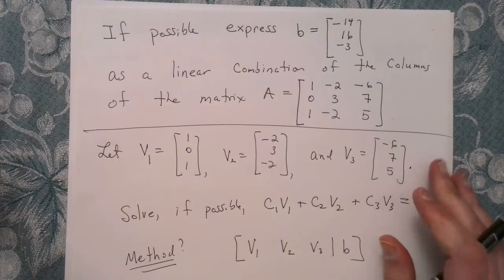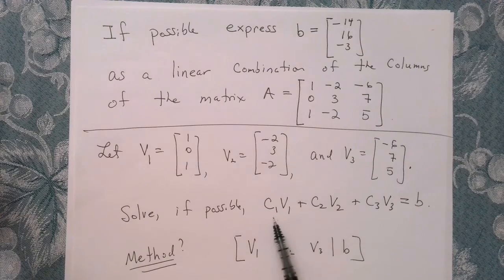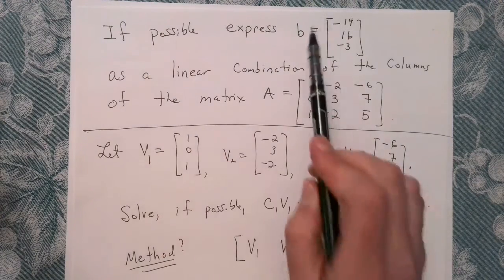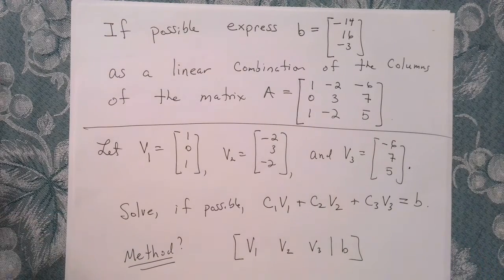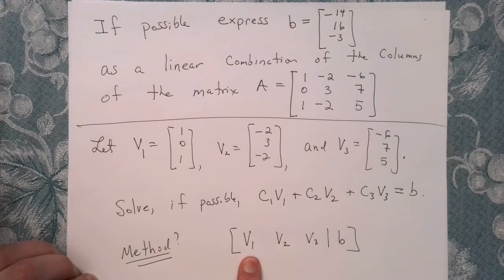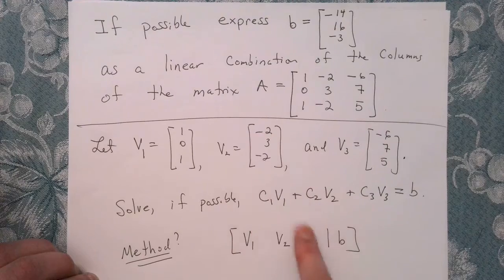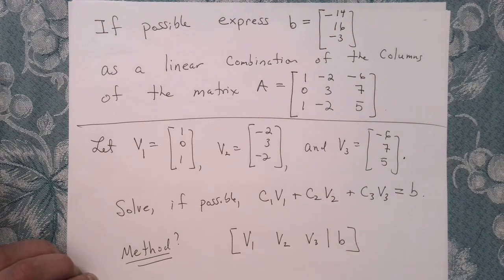But in this case, we want to actually find C1, C2, and C3 because they're saying, if possible, express this vector in such a way. So that means we want to explicitly find C1, C2, and C3 in this case. So you have to be careful what they ask for. Okay, so let's go ahead and set this up. So right here for V1 should go, that's our V1. V2 will go here, V3 will go here, and B will go right here.